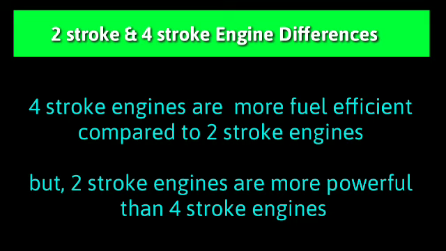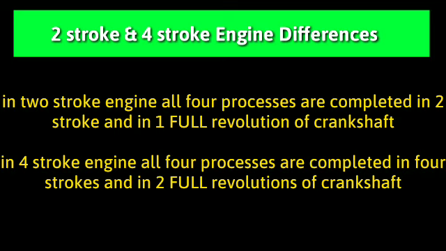Next is, as you know, in a two-stroke engine both the strokes are completed in one full revolution of the engine, that is one full revolution of the crankshaft. So it means all the four processes are completed in one full revolution of the crankshaft. But in the case of a four-stroke engine, all these four processes are completed in four strokes, that is in two revolutions of the engine, or you can say in two revolutions of the crankshaft.